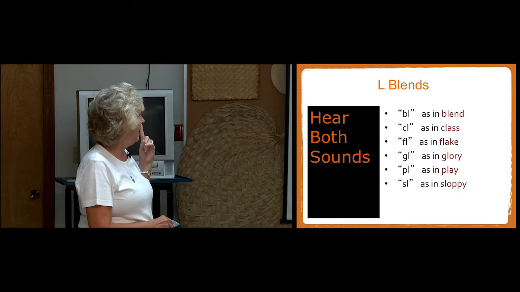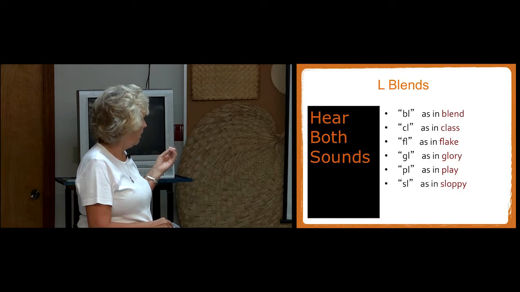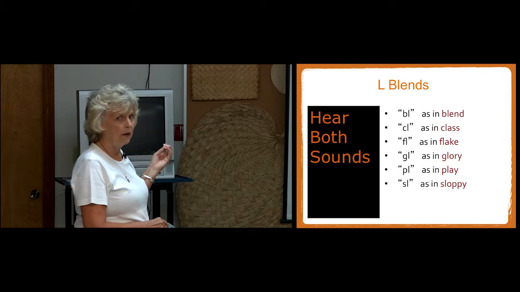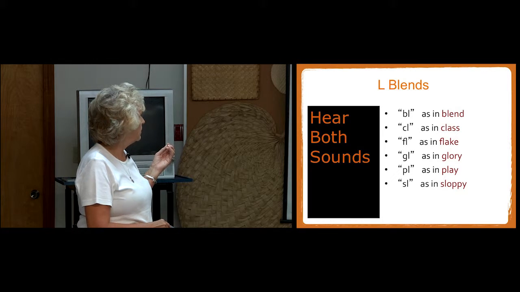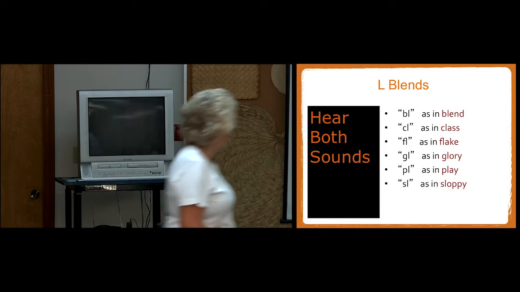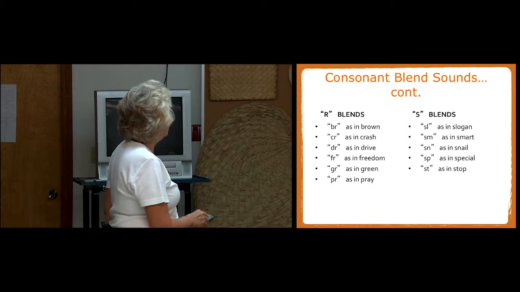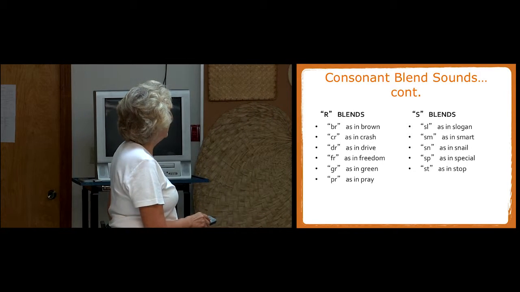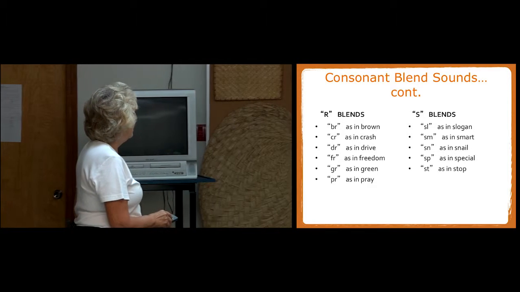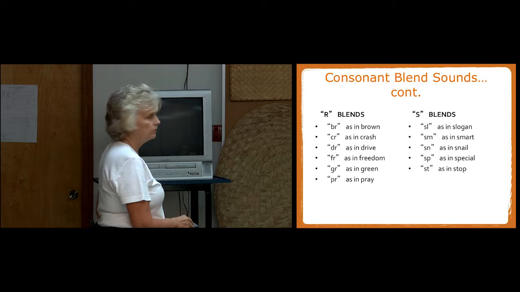Okay? In CL, you don't hear a C, you don't hear an L, you hear a flake. GL, and PL, you hear and SL, you hear sl. Okay? So that's the L blends. Now the neat thing about it, you have L blends, you have R blends, and you have S blends. So look at the R blends. R can blend with B, C, D, F, G, P, or T.